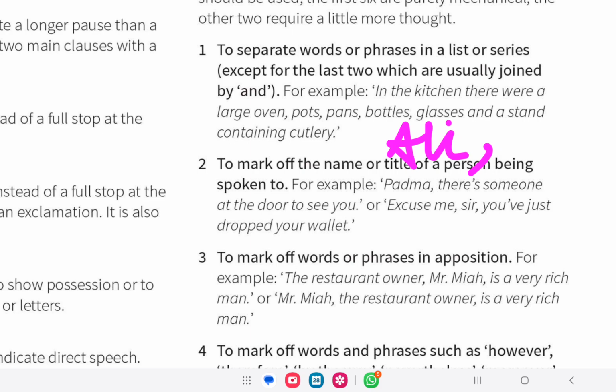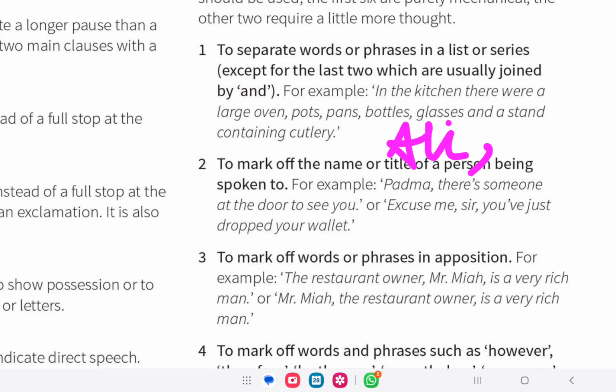So basically there are two sentences. Padma, there's someone at the door to see you. Full stop. Second sentence: whenever you use excuse me, you are going to put a comma after that. Excuse me, sir, you have just dropped your wallet.